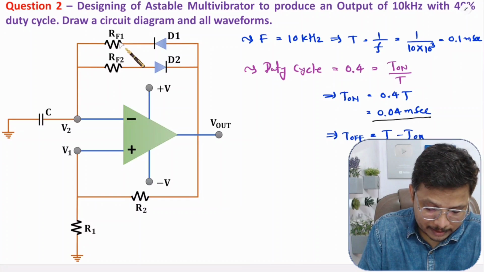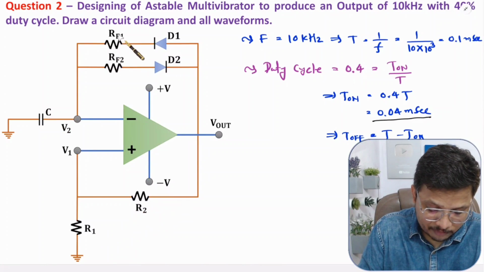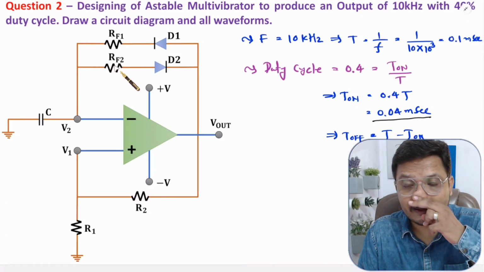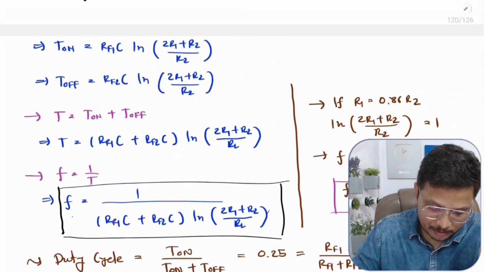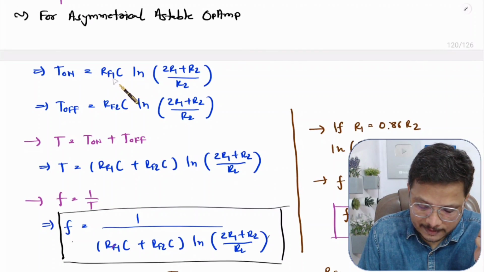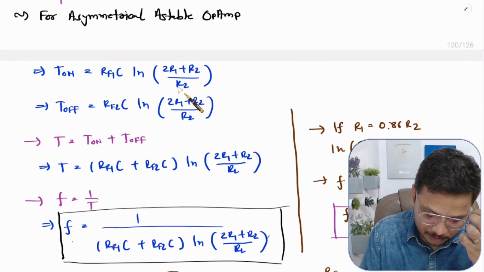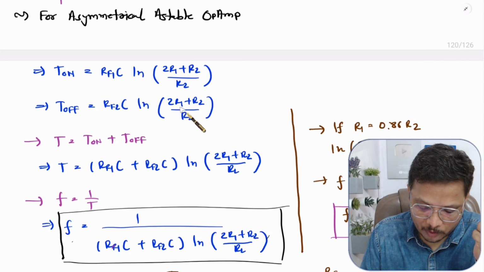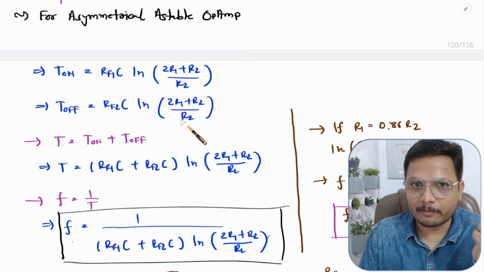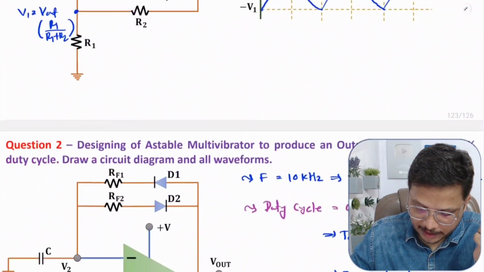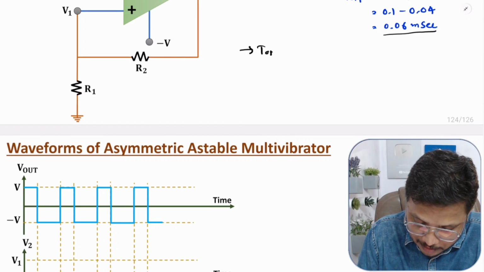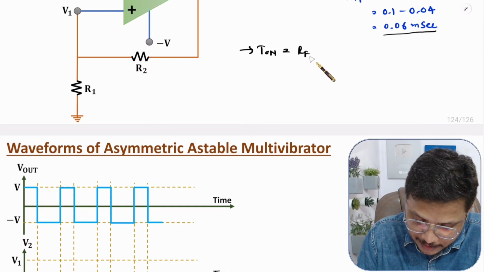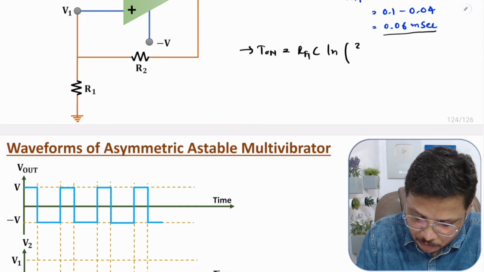So here see, components are C, R1, R2, RF1 and RF2. So here, first of all, I'll explain you how equations were there. You see, I have explained those equations in my last video. See, T on is RF1 C ln of (2R1 plus R2) divided by R2, and T off is RF2 into C ln of (2R1 plus R2) divided by R2. Right. So here, let me write equation first for T on. T on is RF1 into C into ln of (2R1 plus R2) divided by R2.